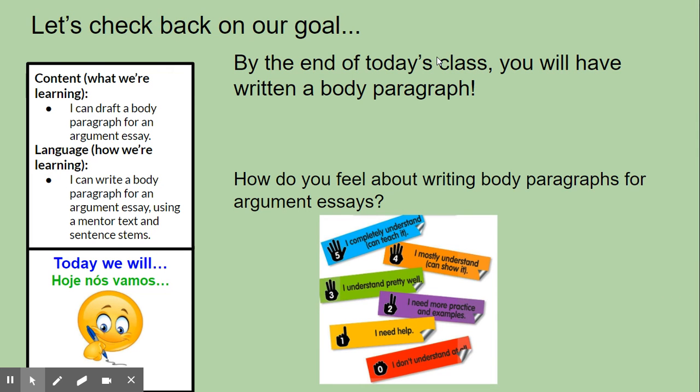All right, let's check in on our goal. Today, our goal was to draft a body paragraph, and we did that using our boxes and bullets to help us draft. All right, great work.